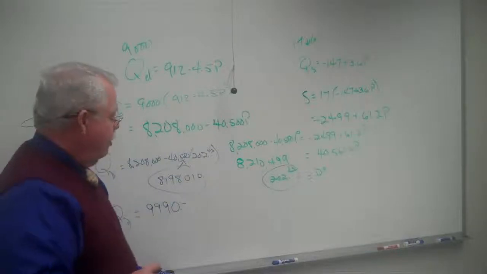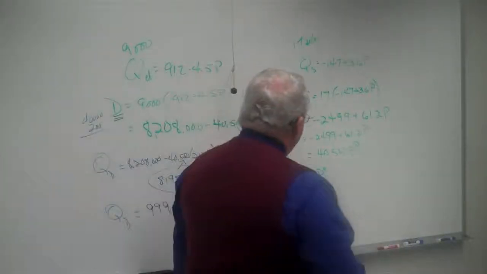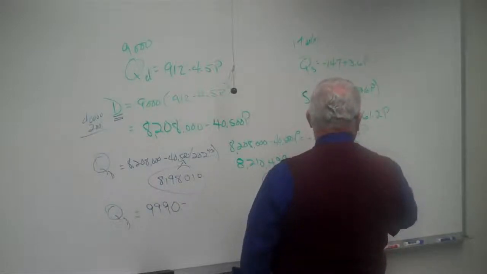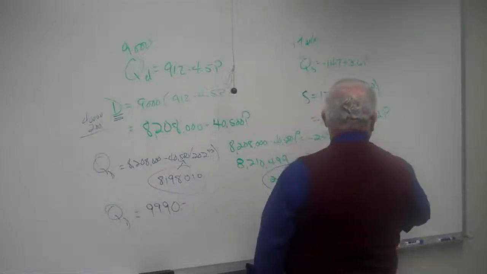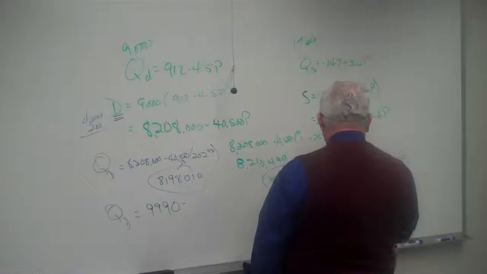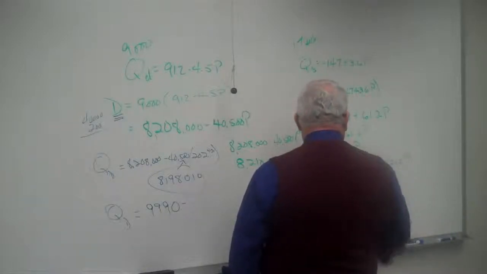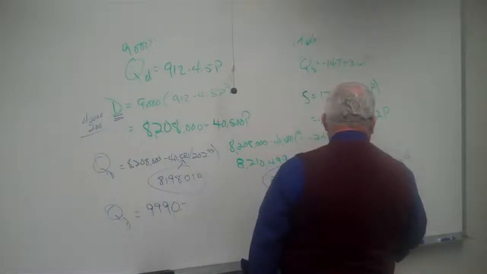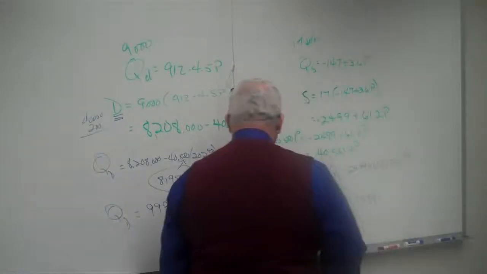How about over here, when we take negative 2,499 plus 61.2 times 202.42, then what do we get? This is the quantity supplied in the market. 9,889.1. Well, that's pretty darn close.